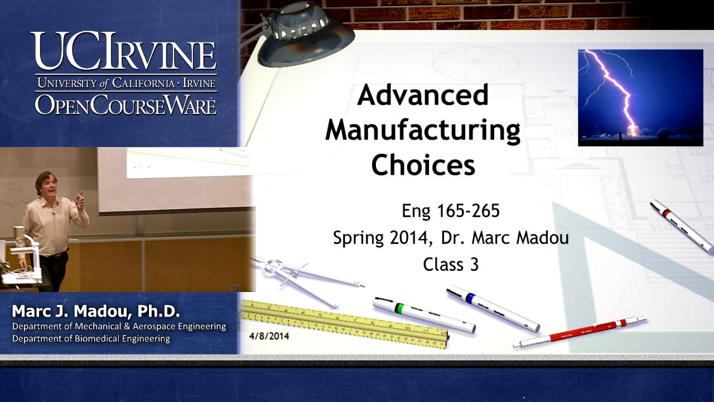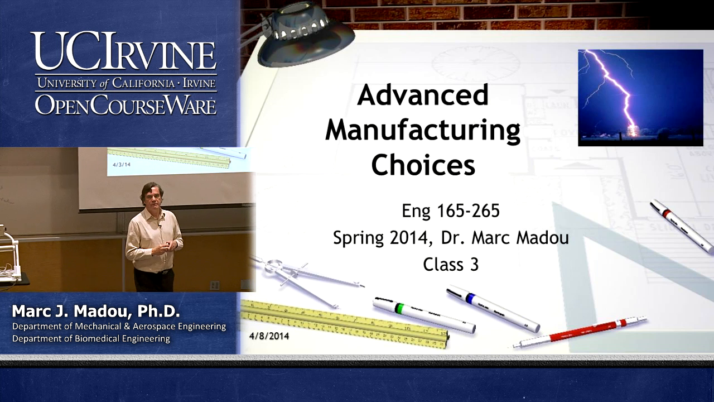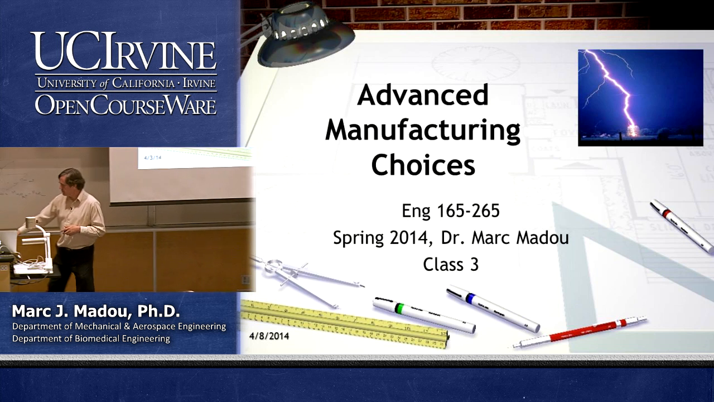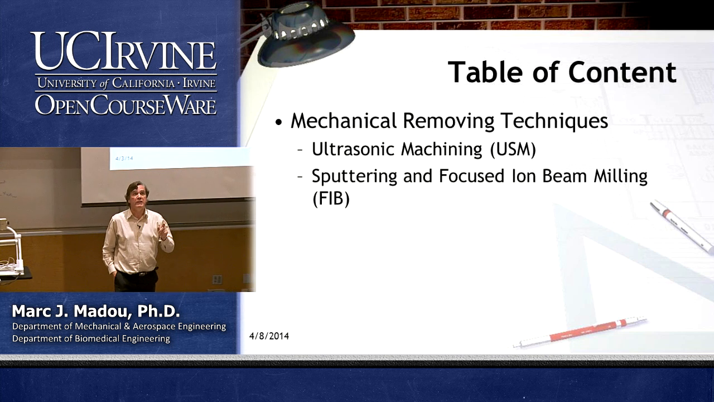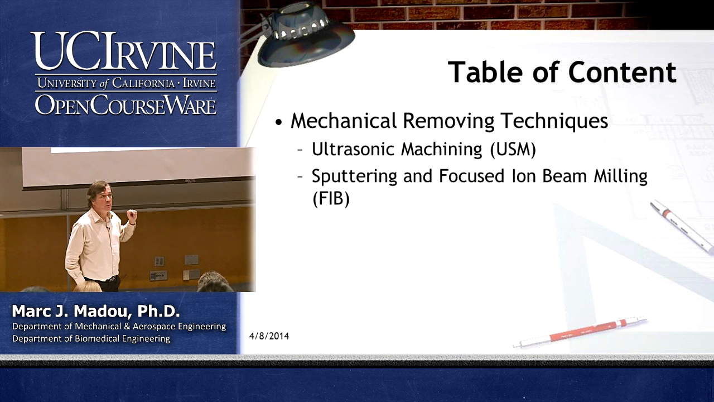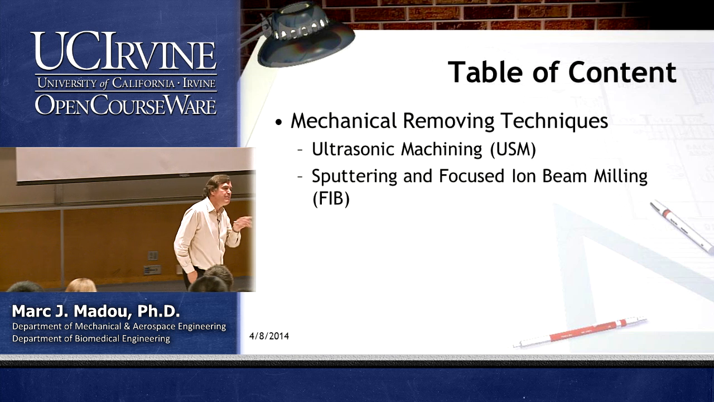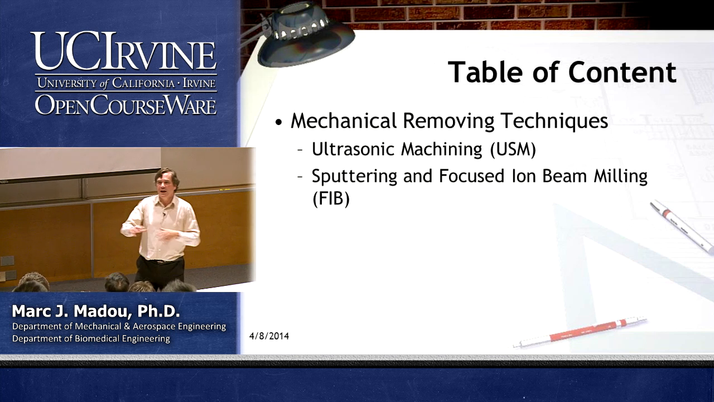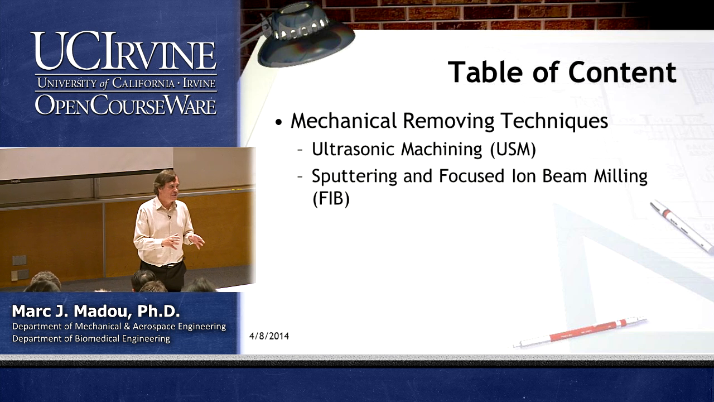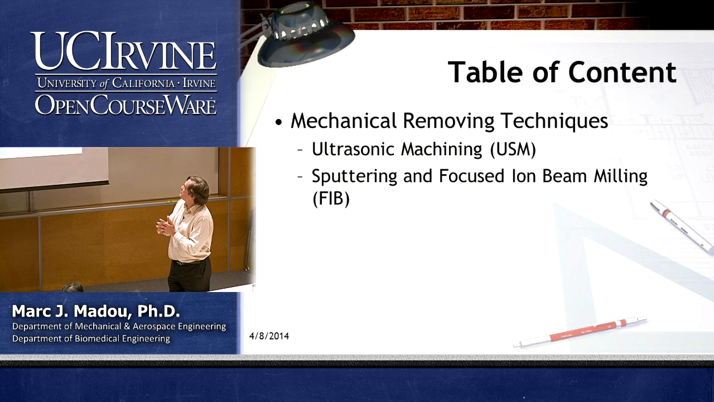So this is class 3, and it's the final part on mechanical energy-driven manufacturing. As I told you, we will cover 2 methods. Today, I will only cover the first one, that is ultrasonic machining, or USM. And then the other method, depending on how many stories I tell, if you ask too many questions or I start telling stories, then I will not get there: sputtering and focused ion beam milling, FIB.